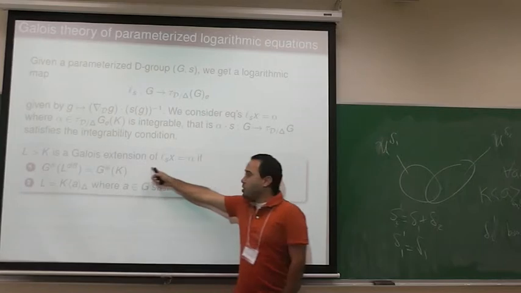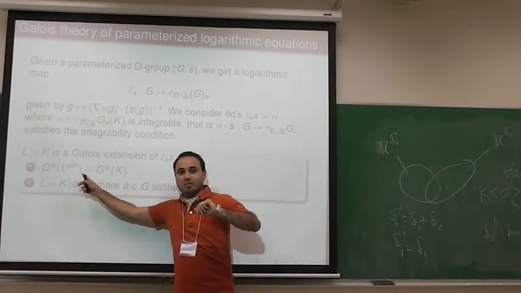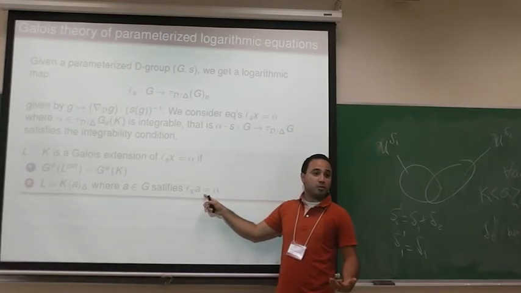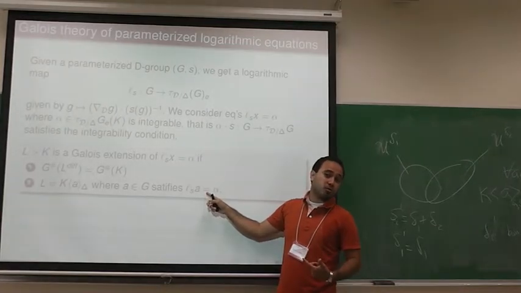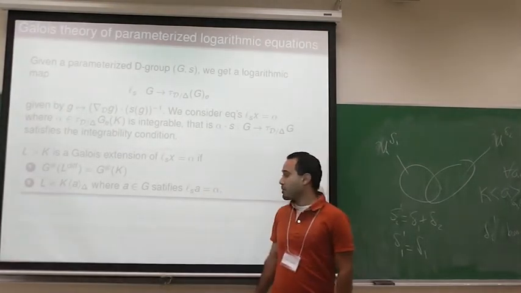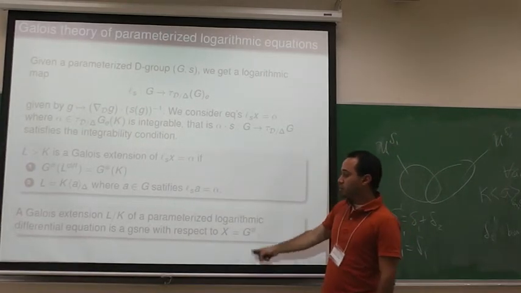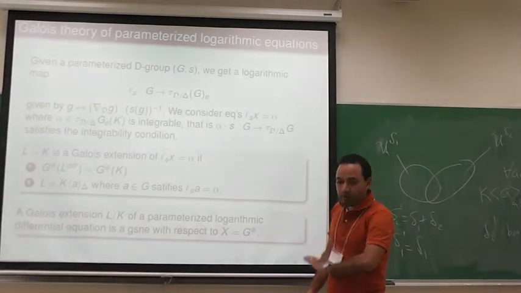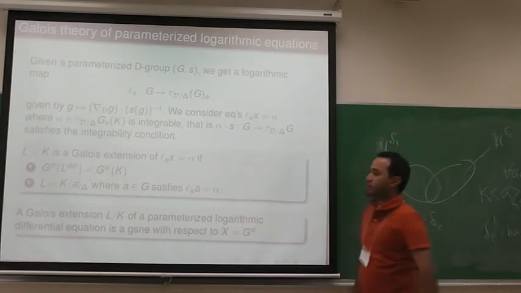A Galois extension of a logarithmic equation, with no new constants, generated by a solution of the logarithmic equation, is going to be a parameterized Galois extension, or a Galois extension of a parameterized logarithmic equation. All of these extensions of logarithmic equations are indeed strongly normal. So it's a very nice Galois theory here. All the properties I mentioned before, these satisfy.